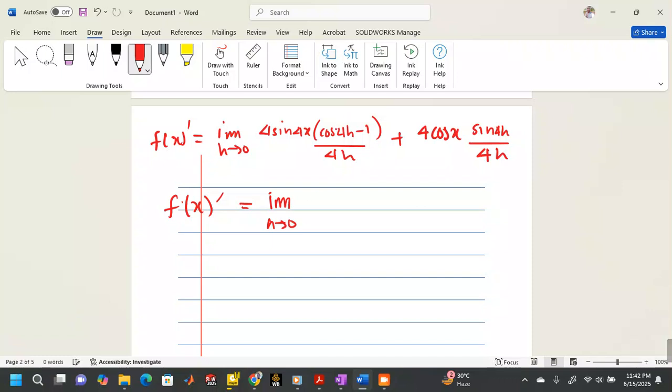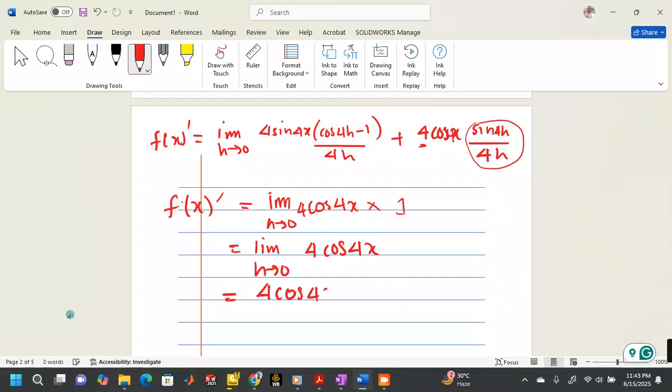We've said this part will go to 0, so this multiplied by 0 will be 0. Then cos, oh, this is 4x. Then here there is a 4, multiplied by 1, because this is an identity equal to 1. So this is the same as the limit as h approaches to 0 of 4 cos 4x. This is independent of x, so we'll just drop the limit since there is no h here. So your answer is 4 cos 4x.